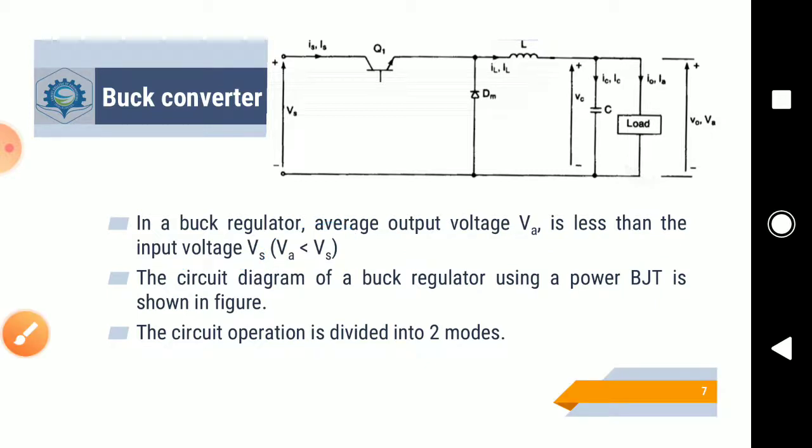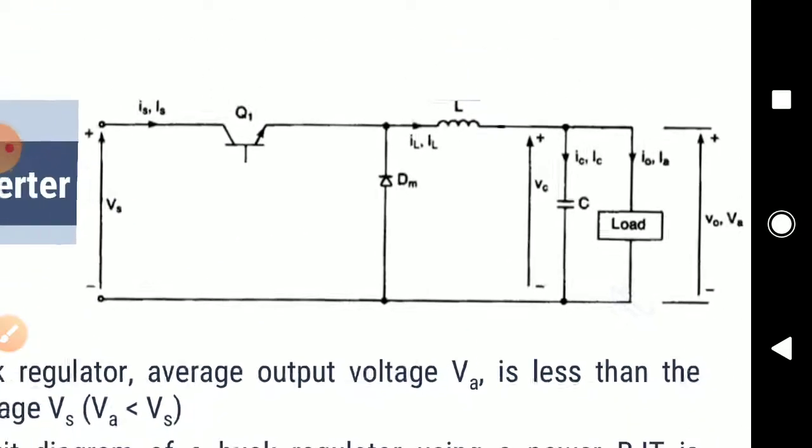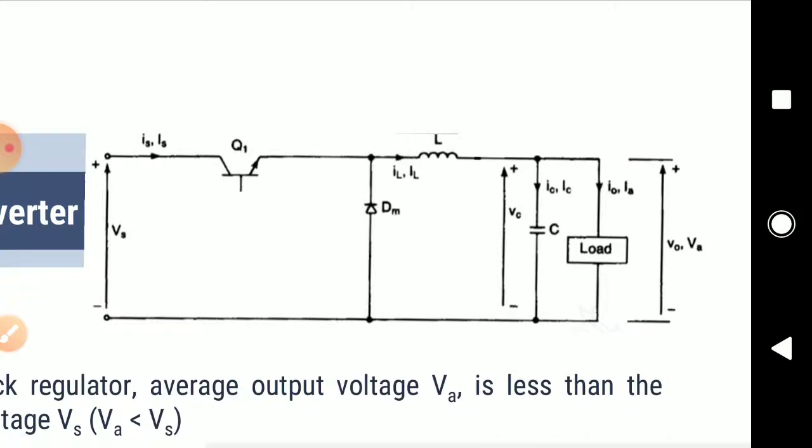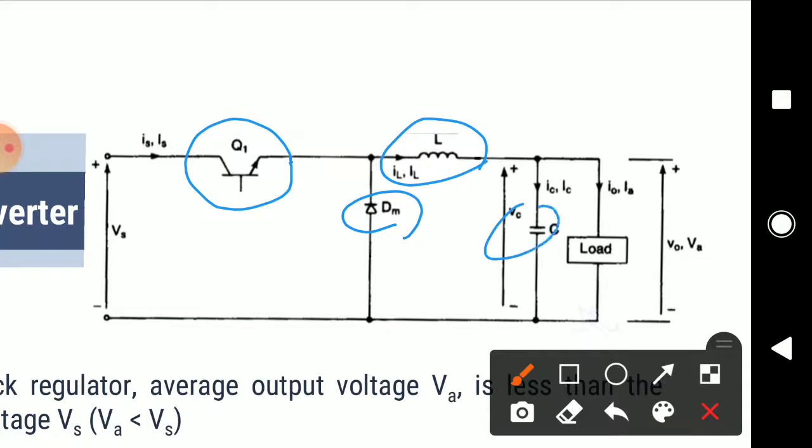You can see the circuit diagram given in the figure over here. This is your buck converter. Now look at the components present in your buck converter. You have a BJT, a diode, an inductor, a capacitor, and finally the load. So effectively you have four components.